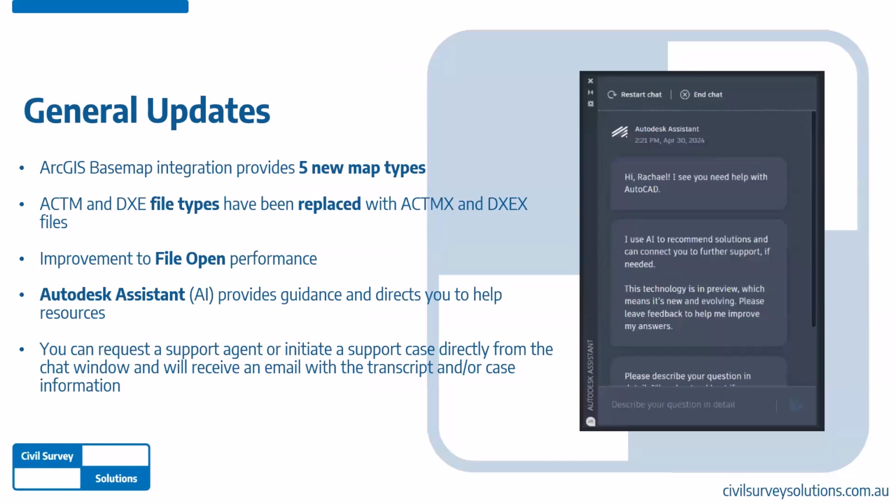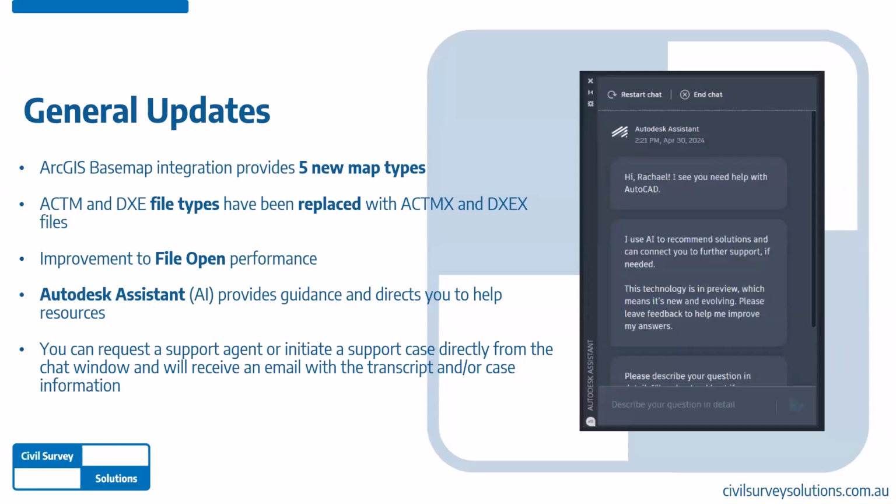A couple more updates in AutoCAD. There's been a new base map integration with ArcGIS, so there are now 5 new map types. I'm not going to show them right now, but I will show them when we get to Civil 3D later. If you are using any files for action macros or data extraction templates, you should be aware that there has been a change to those file types, and there has been some improved file open performance.